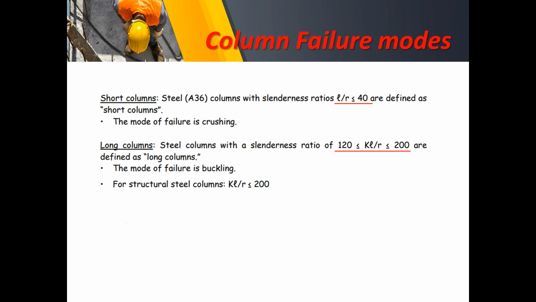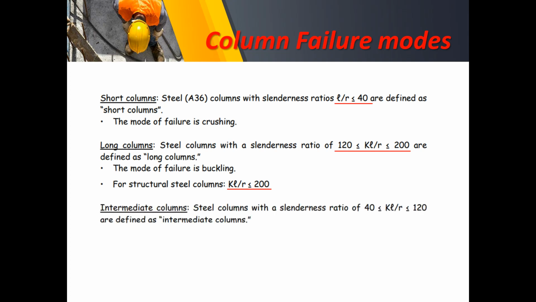For structural steel columns, it should be noted that this is the limit: the slenderness ratio multiplied by K should not exceed 200. For intermediate columns, the range is from 40 up to 120. The mode of failure is a combination of crushing or yielding and buckling.